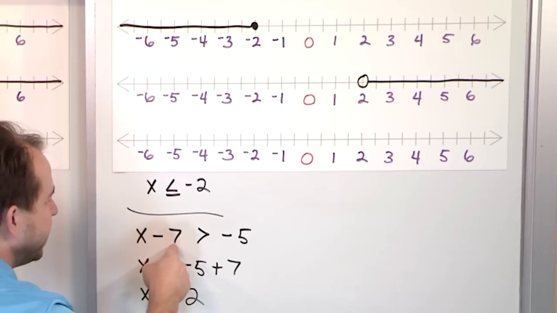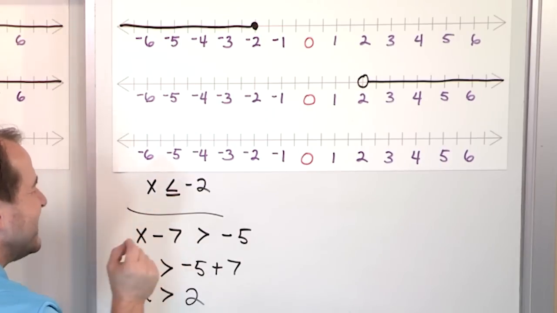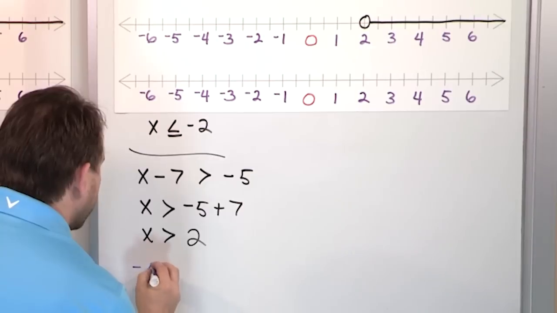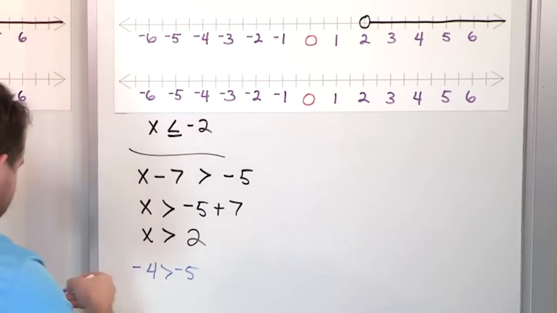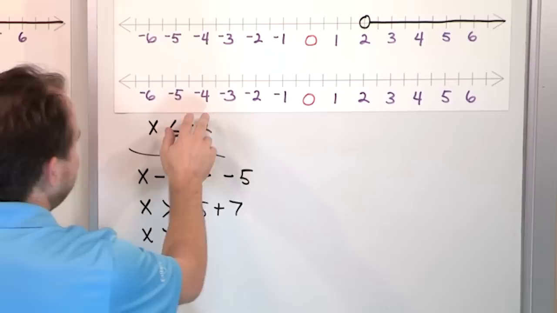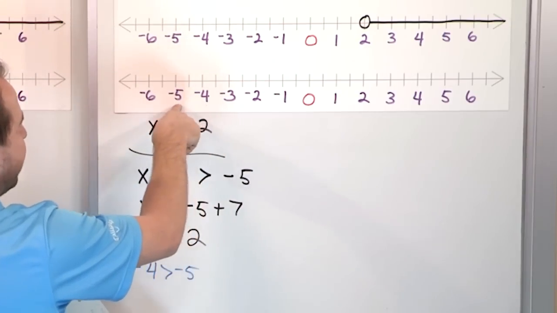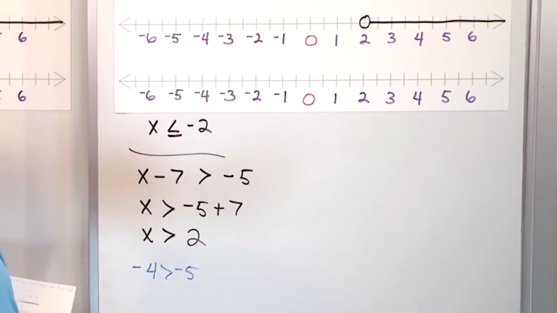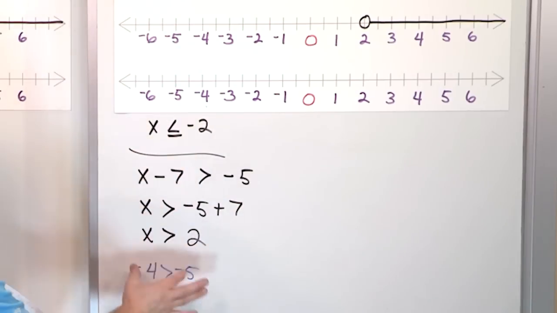3 minus 7, if you think about it, is negative 4. And my question to you: is negative 4 greater than negative 5? It might be a little weird to say, but if you look at negative 4 and negative 5, negative 4 actually is larger than negative 5. They're both negative, so you have to think about it a little bit, but negative 4 is actually larger.